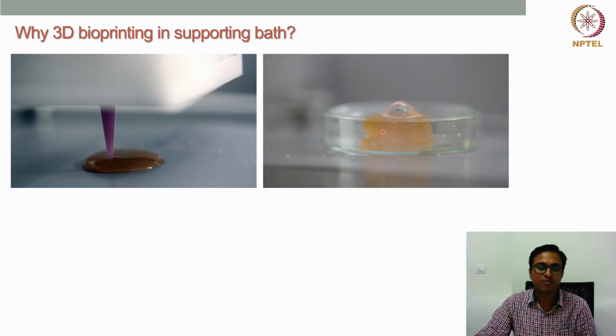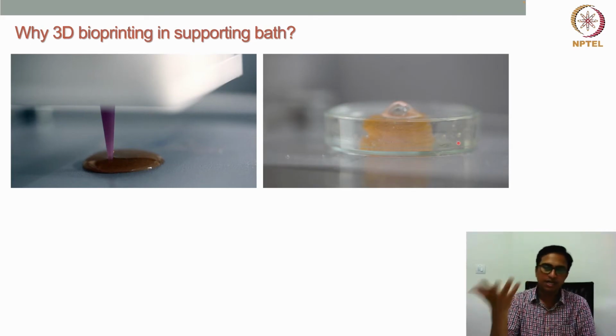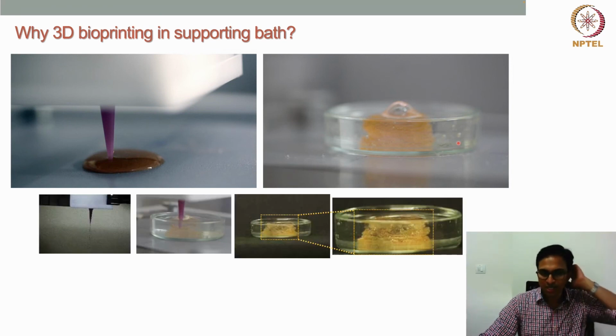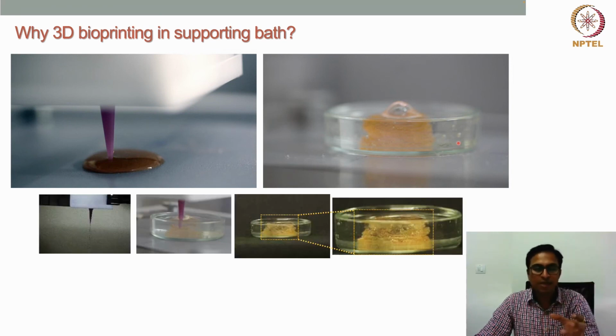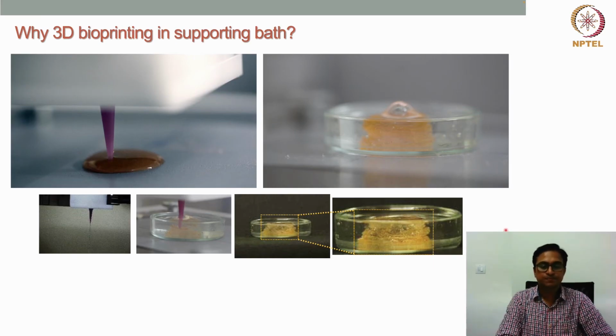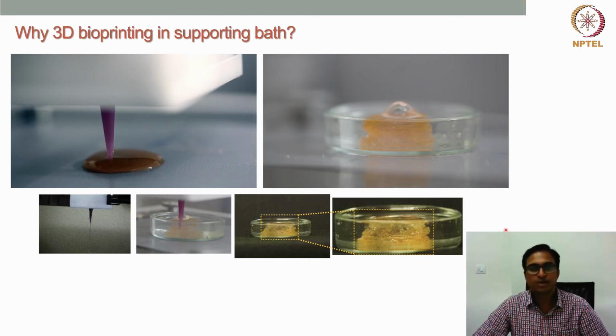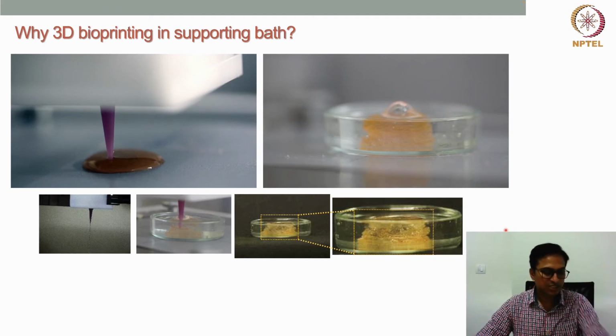So any kind of complex geometry I can create within the support bath material, and this support bath material can provide support to the structure, and I can create a very good geometry. With this, we could print a tubular structure with this kind of hydrogel. With the soft hydrogel, you can print a tubular structure. So that's the advantage, and that's why 3D bioprinting in a support bath is so powerful, so that very complex geometry can also be printed with this technique.